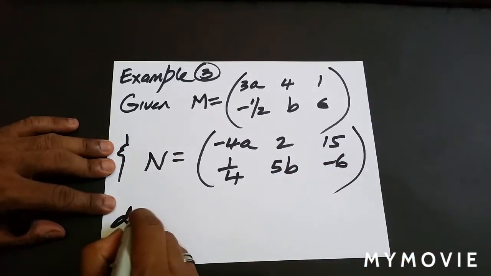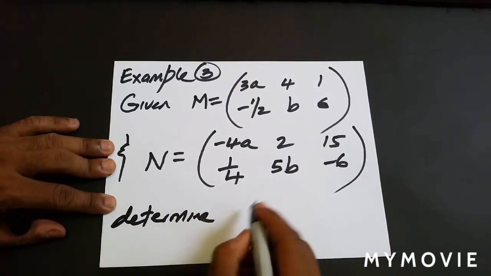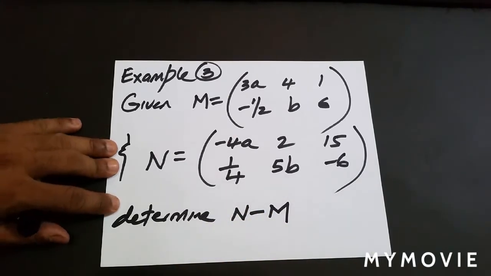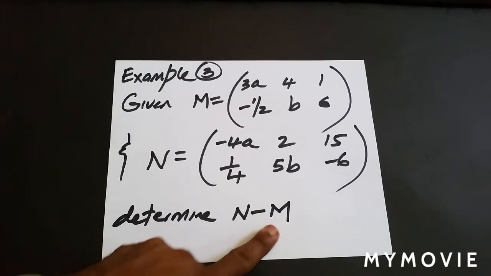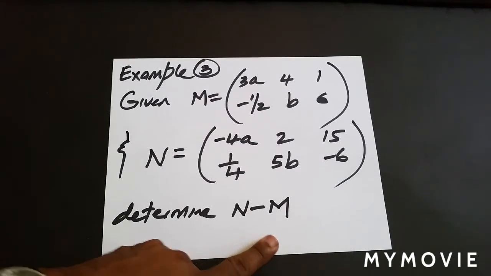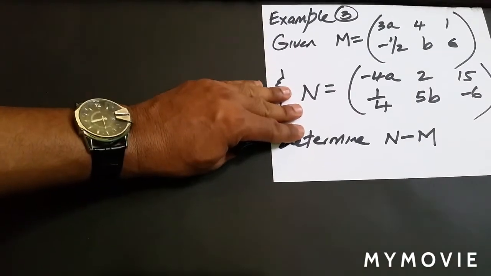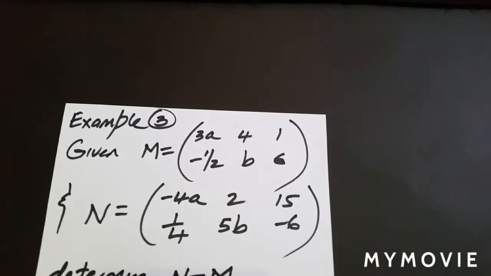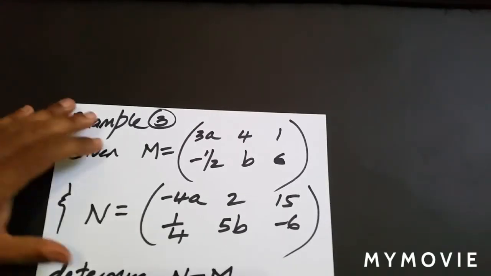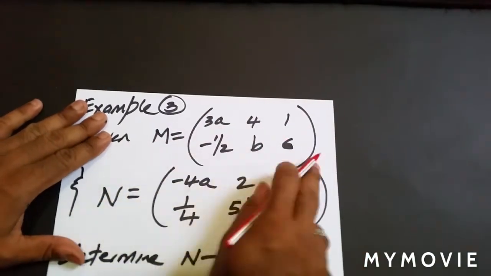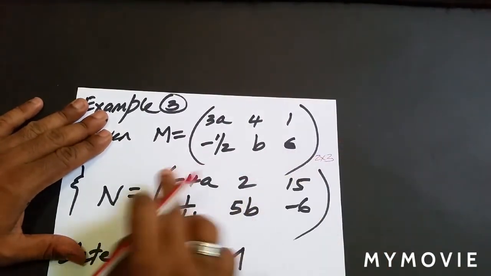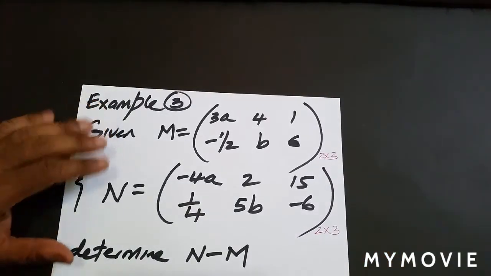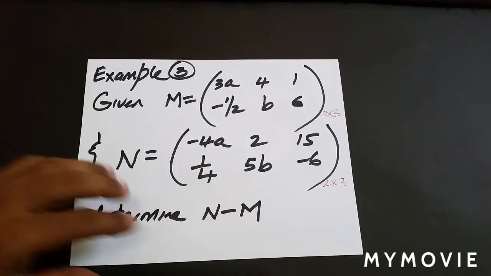All right, so determine N minus M. You have to be careful of which matrix comes first. Sometimes they'll switch it around on you, so make sure that you pay attention to that. So we have two 2 by 3 matrices, 2 rows and 3 columns. So this is a 2 by 3, and this is also a 2 by 3 matrix. So they have the same order, which means we're allowed to do a subtraction. So we're good to go.